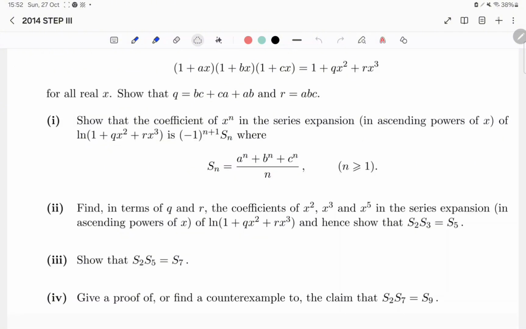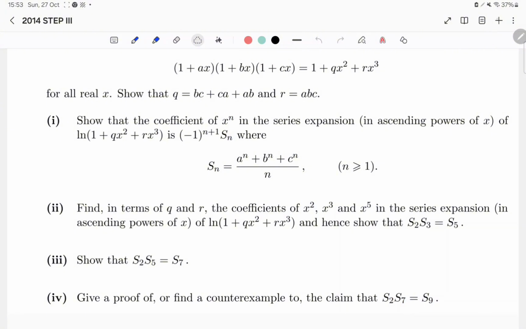Part 2. Find, in terms of q and r, the coefficients of x squared, x cubed, and x to the 5 in the series expansion of ln(1 plus qx squared plus rx cubed), and hence show that S2 S3 is equal to S5. Part 3. Show that S2 S5 is equal to S7. Part 4. Give a proof of, or find a counterexample to, the claim that S2 S7 is equal to S9.